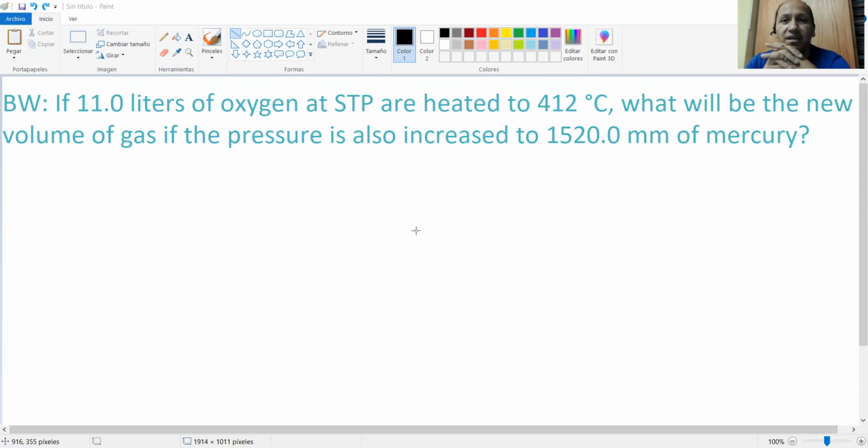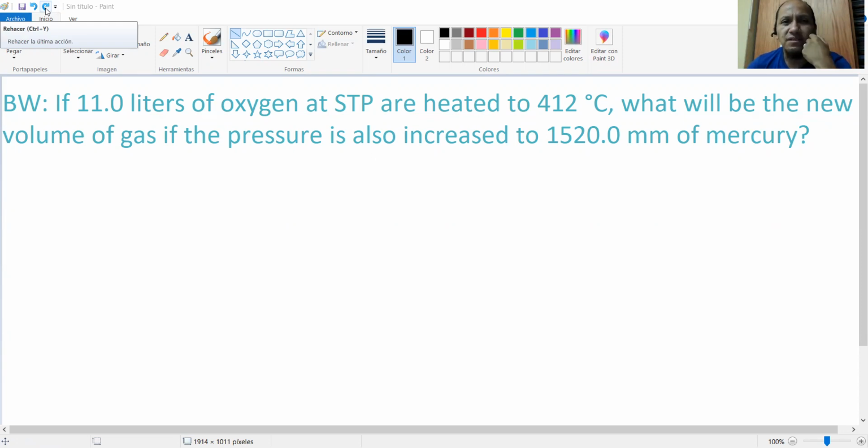It says specifically, if 11 liters of oxygen at STP are heated to 412 Celsius degrees, what will be the new volume of the gas if the pressure is increased to 1,520 millimeters of mercury? So in the first place, step number one you're supposed to follow is reading the exercise and trying to underline the most important information.